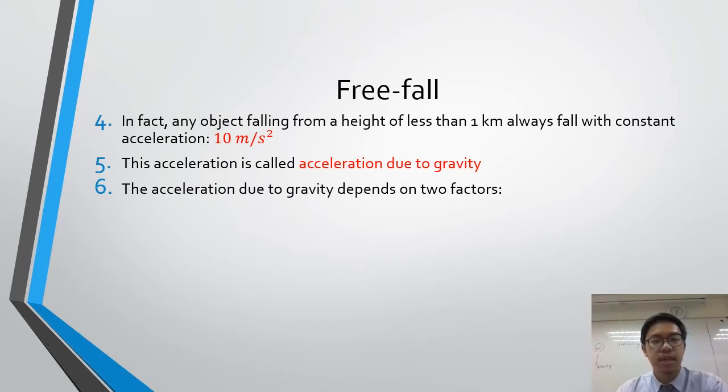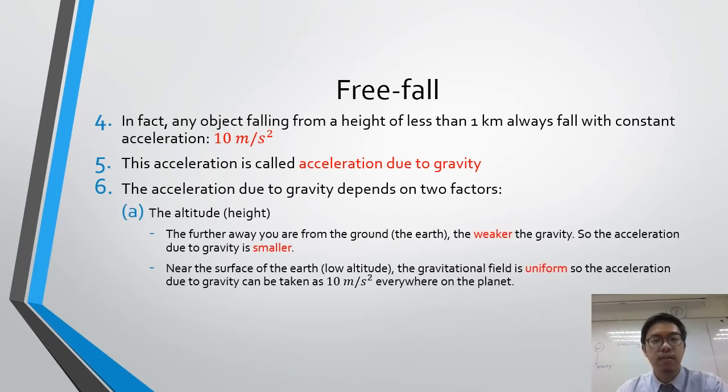This acceleration depends on two factors. The first is the altitude, so the height where the object started to fall. So if the object is falling from a higher altitude, then it will have a smaller acceleration due to gravity. If it's falling closer to the ground, then it will have a larger acceleration due to gravity.